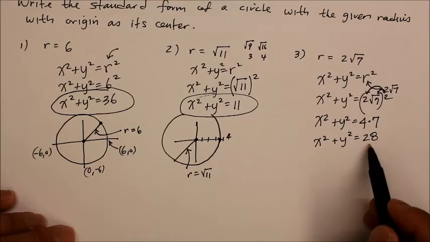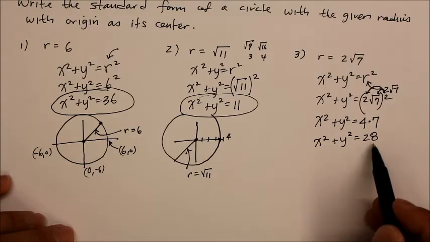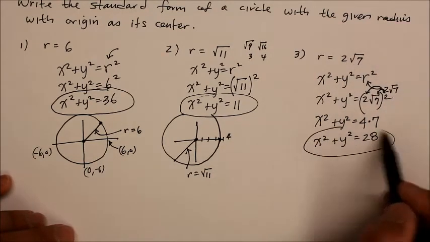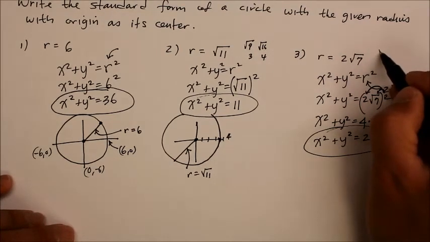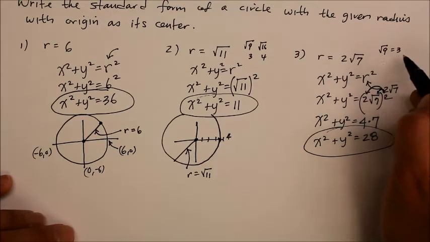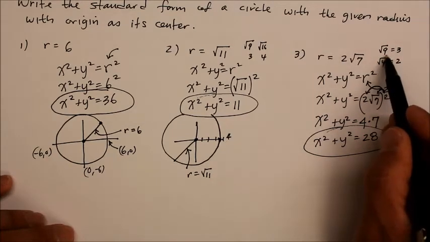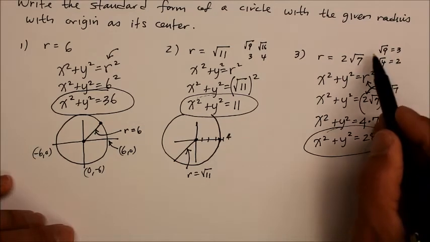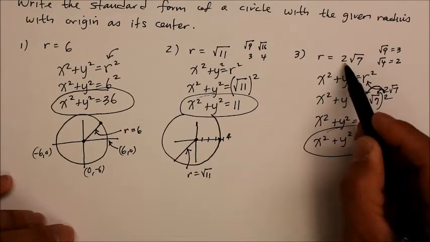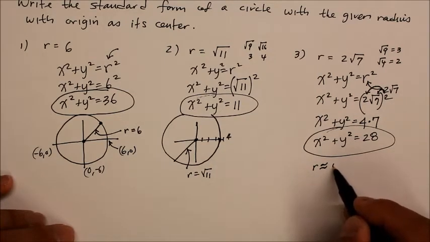And is 28 the radius? No, the radius is 2 square root of 7. So if you have to approximate what is 2 square root of 7, remember square root of 9 is 3. And square root of 4 is 2. So since square root of 7 comes in between those two radicals, it must be 2 point something. And 2 point something times the coefficient 2 must be 4 point something. Okay? So the radius is approximately 4 point something.